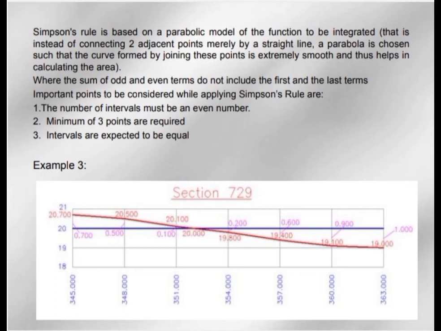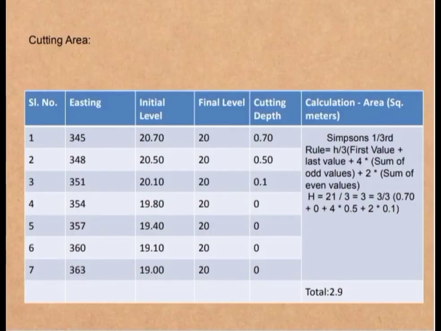So here we have the example. Take a deep look at this example. We have some labels and then we will go through it. We have here the cutting area first. We have the easting, the initial level, the final level, and the cutting depth. And we have here the calculation of an area in square meters by using Simpson's one-third rule.